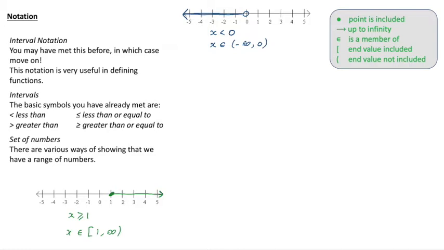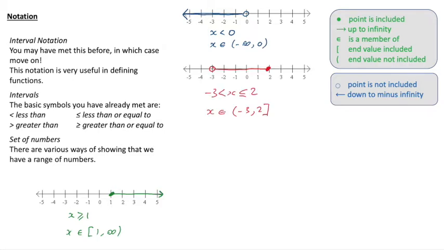Okay, another example. Here we have x is less than 0. It's strictly less than 0, and that's denoted by the unfilled in circle at 0, and then the arrow goes down to minus infinity. That means x is a member of the set from, or the interval from minus infinity up to 0. And we notice we have round brackets for both ends.